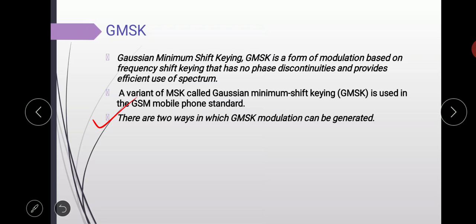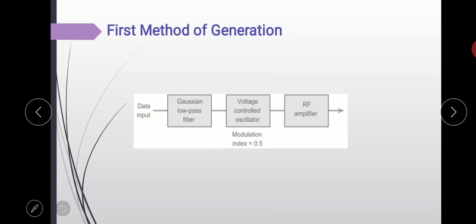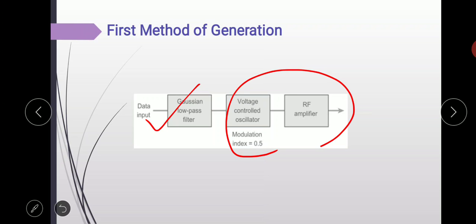modulation can be generated. This one is the first method. In the first method, the modulating signal is filtered using a Gaussian filter. This one is the Gaussian filter. And then this is applied to the frequency modulator, a VCO, where the modulation index is set to 0.5. Then the output of the VCO is amplified by the RF amplifier before transmission.